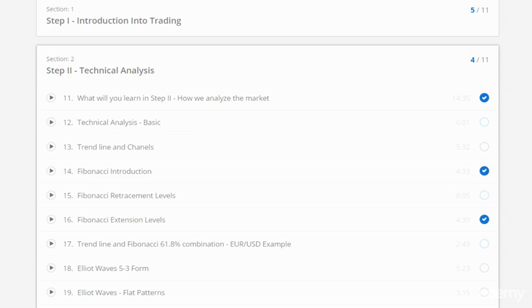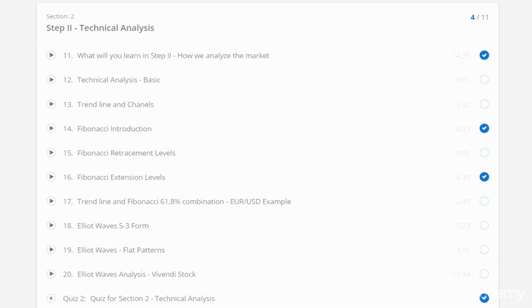So the second section consists of 11 lessons and it explains the basic concept of technical analysis, such as trends, channels, levels of support and resistance. Then a few lessons are dedicated to the Fibonacci retracement and extension levels, followed by Elliott waves, which are, besides Fibonacci, one of the most important items of technical analysis.